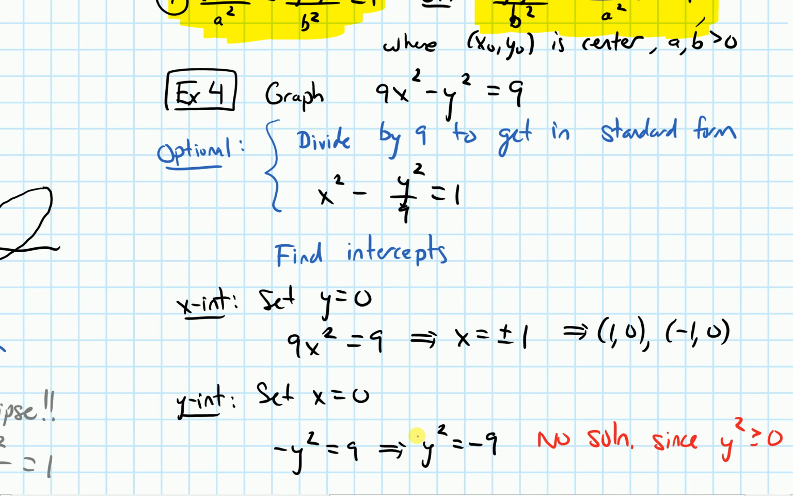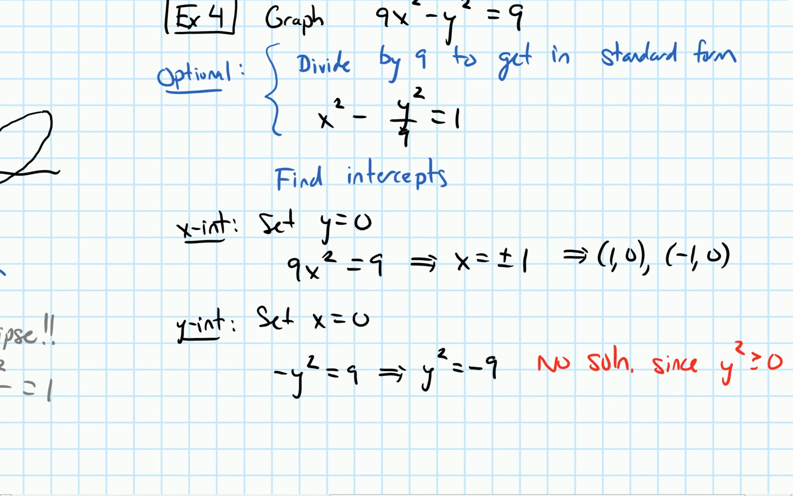I could also arrive at that answer by seeing that if I were to square root both sides, I get the square root of a negative number, which is impossible, because we're not allowing complex numbers for what we're doing here. So that would also have no solution if I decided to square root both sides. I could have seen it that way as well. Because that has no solution in terms of the y-intercepts, that means there are no y-intercepts.